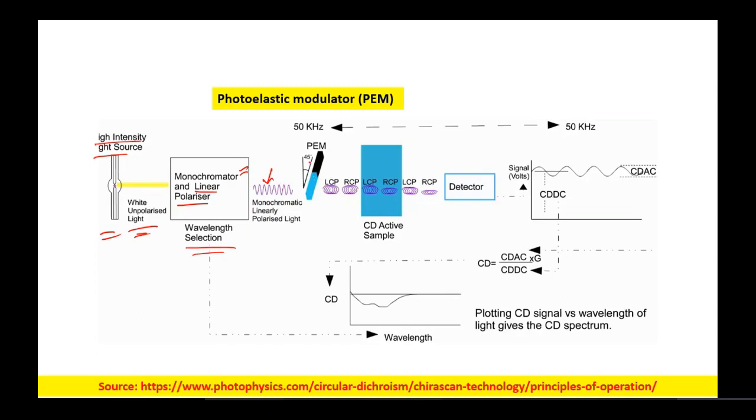Then you have this PEM. In this PEM you generate a burst of left circularly polarized light and right circularly polarized light. So it will be passing through the CD active sample, and then it will be absorbed by the detector. And the movement of this PEM occurs at 50 kilohertz. Okay, and this detector gathers the signal and finds the difference between the RCP and LCP.